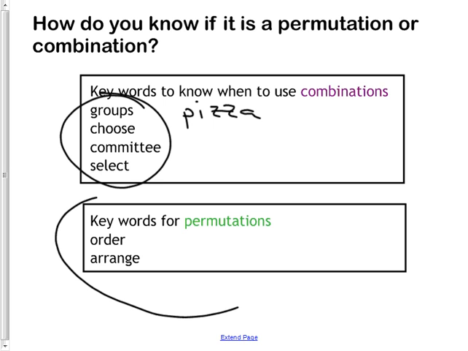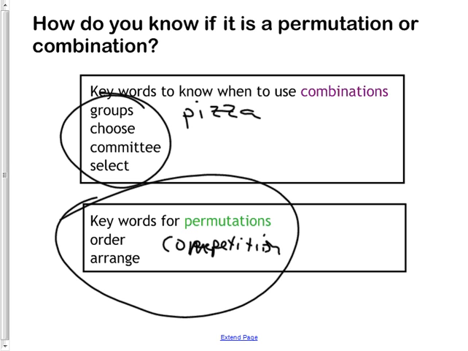Next one, for permutations. That's order, and I am going to put another one. Any competition where there's places, then you need to have a P, or permutation. Order will matter. Okay, moving on.